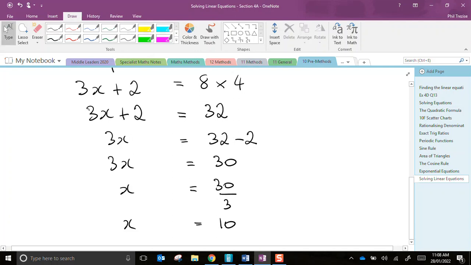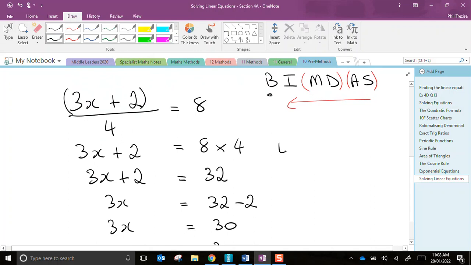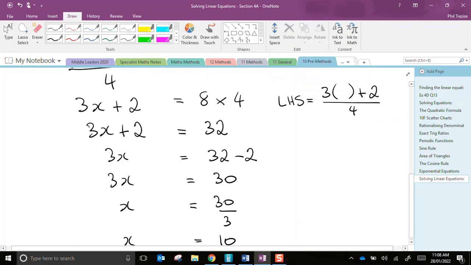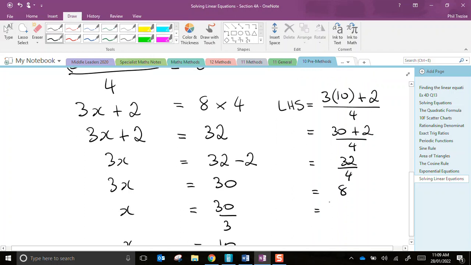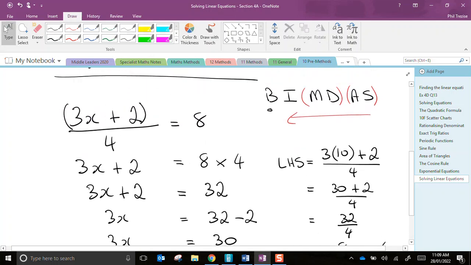Now, I will double check. I will go back to my original expression. What was the left-hand side? It was 3 times the pronumeral x. I'll put a little container there, plus 2, all divided by 4. Now, what did I think the value of x was? I think 10, so I'll put a little 10 into that container. 3 tens are 30, plus 2, over 4. 30 plus 2 is, of course, 32 over 4, which equals 8. Is that the same as the right-hand side? Yes, it worked. Double checked to see that it worked.